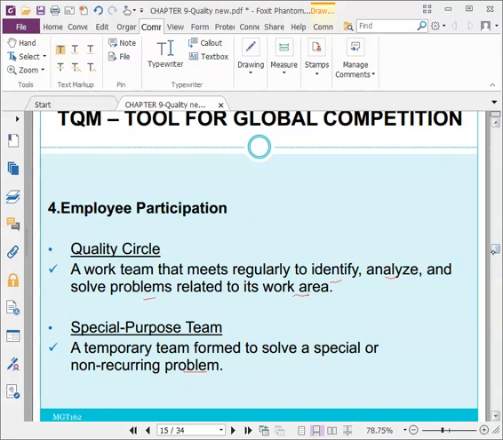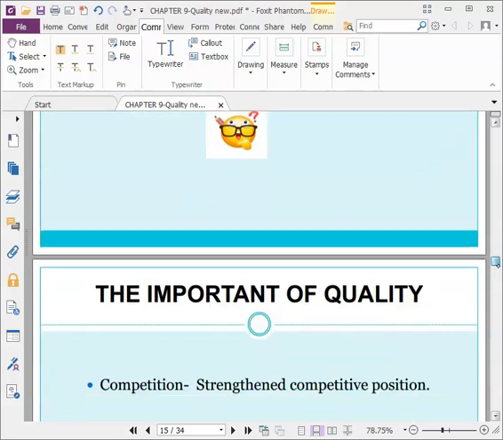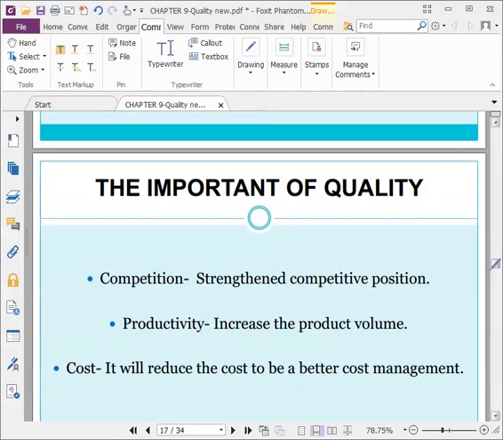Okay, the work team and also the special team, okay lah, yang akan menyelesaikan sesuatu masalah yang non-recurring, maksudnya yang luar daripada kebiasaan. Okay. So the important, why it is so important to have a quality, of course, to compete.